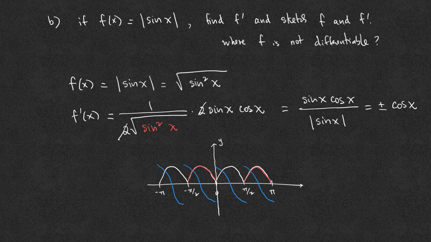We notice that at negative pi over 2, 0, pi over 2, these multiples of pi over 2, 0 included, f is not differentiable because at these points the graph of f has a corner. f is not differentiable at a corner.